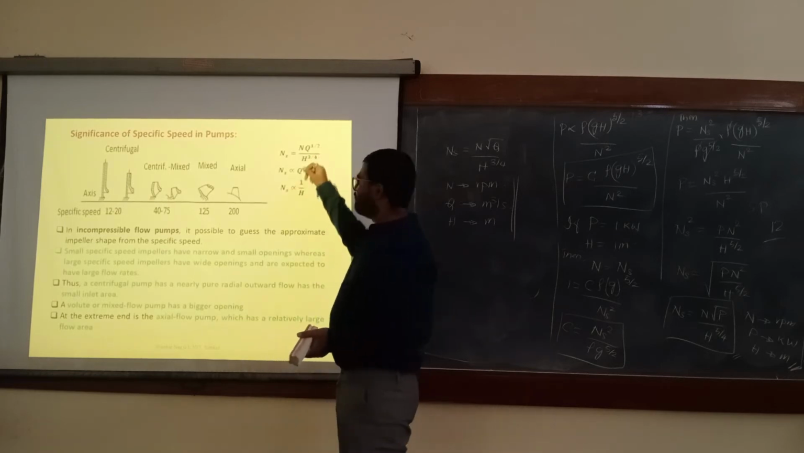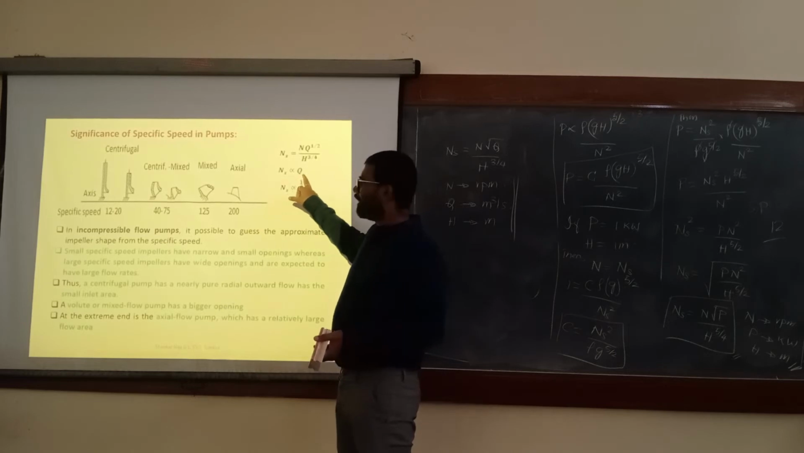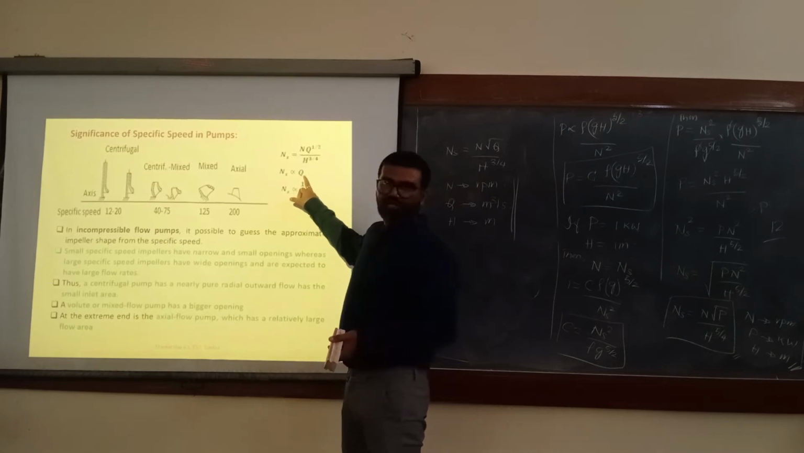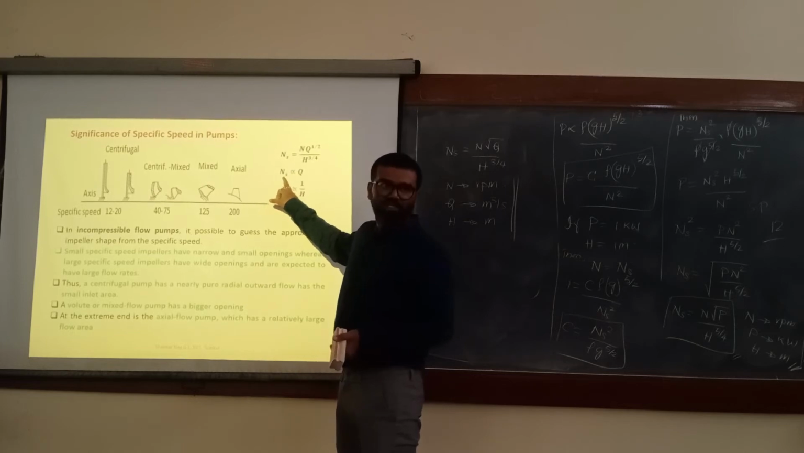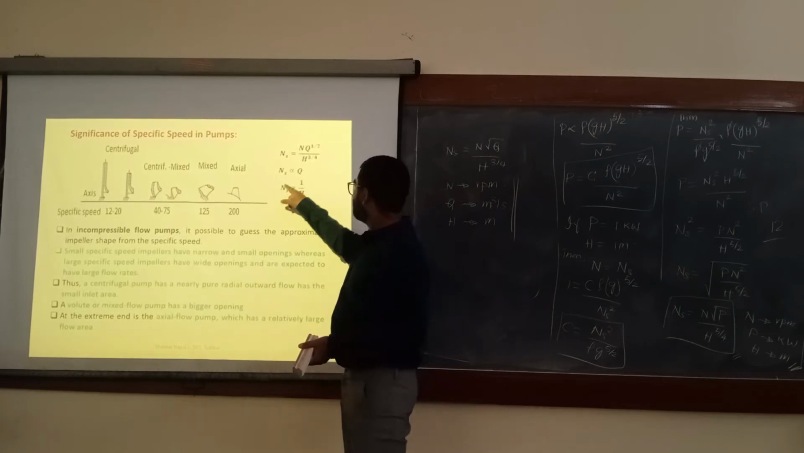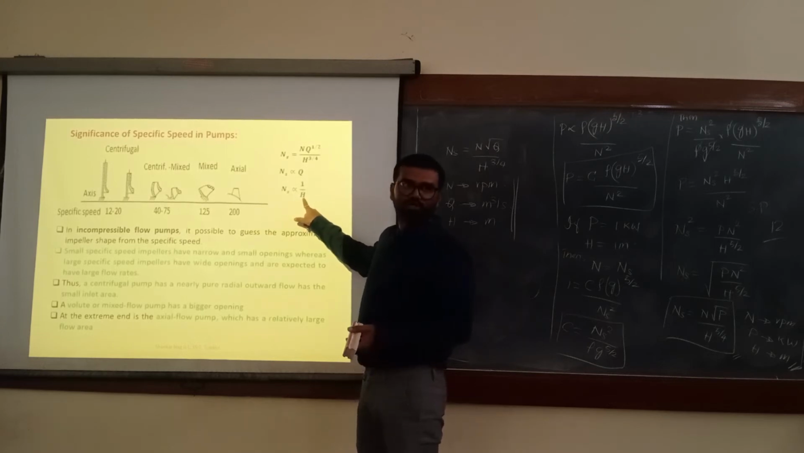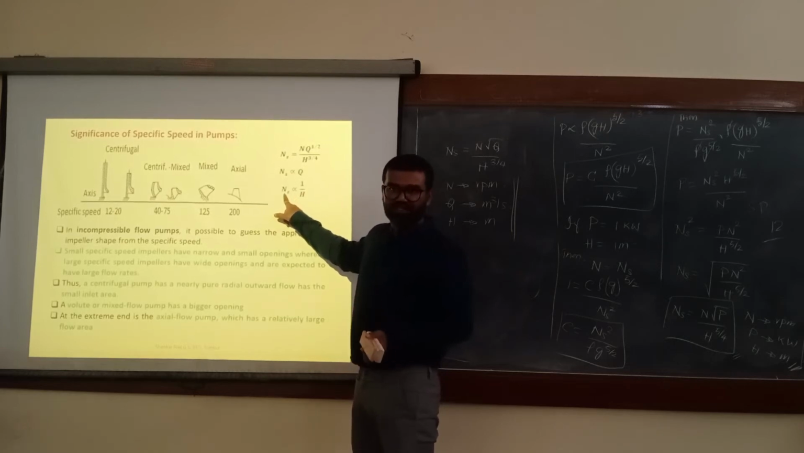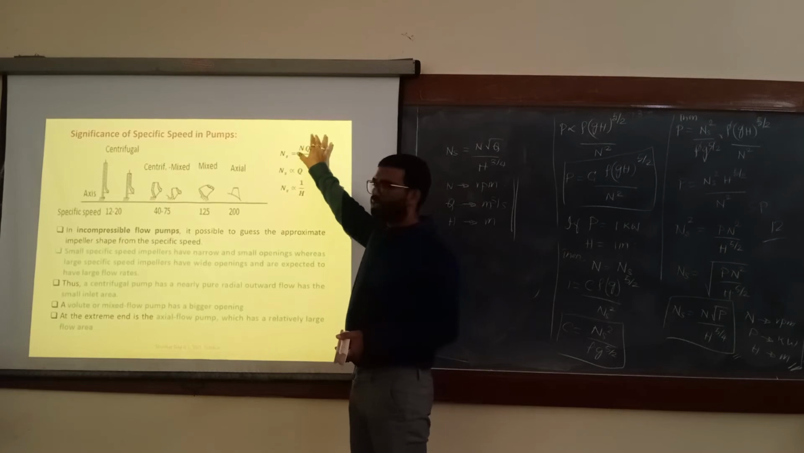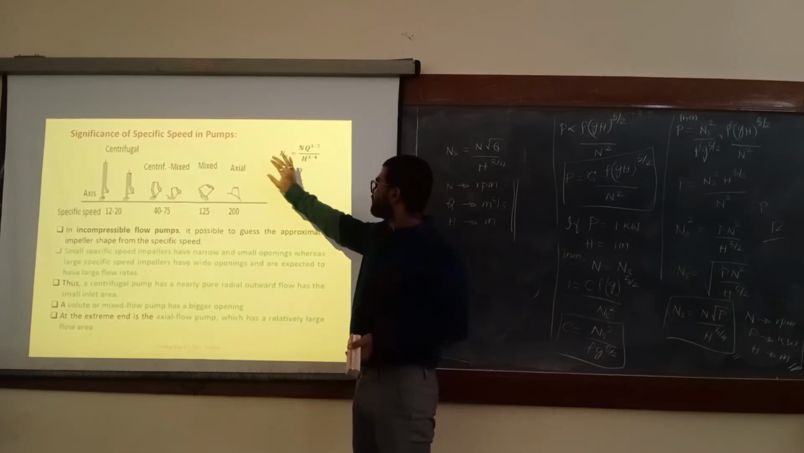From this equation we came to know that the specific speed is directly proportional to discharge. That means as the discharge increases, the specific speed will also increase. And the specific speed is inversely proportional to the head produced by the pump. That means as the head increases, the specific speed decreases. This is the relation we got from the expression of specific speed.